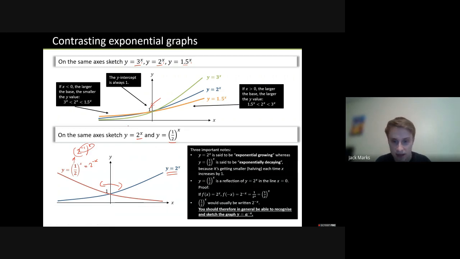So what we have then is 2 to the x is exponential growth. A half to the x, which is the same as 2 to the minus x, is exponentially decaying. And in general, we should be able to recognize anything here to the power of x or to the power of minus x, and we should be able to draw these. Again, they both go through 1, don't they?